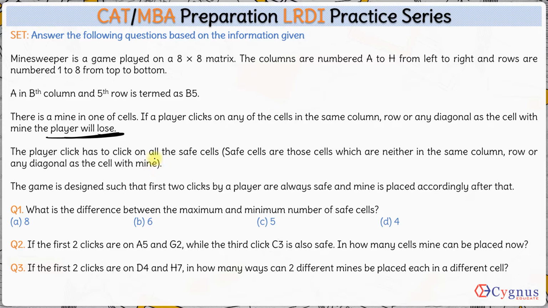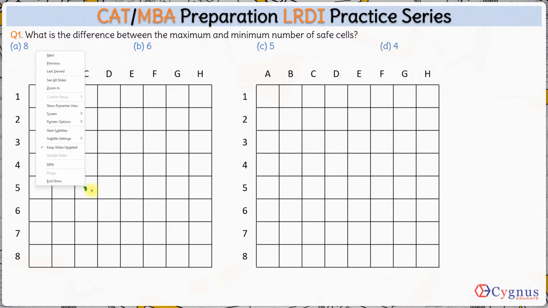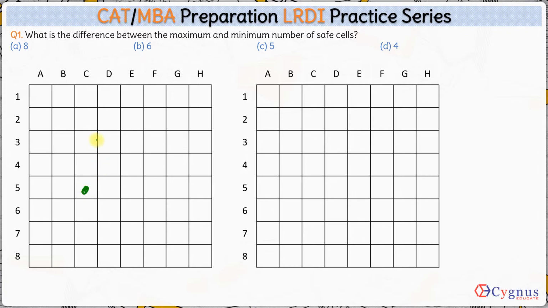Okay, the player has to click on all the safe cells. Now what is a safe cell? Safe cells are those cells which are neither in the same column, row, or any diagonal as the cell with the mine. Okay, so what this means is, let's say if this is a safe cell, this can be the safe cell only if there is no mine in the same column, row, or diagonal.